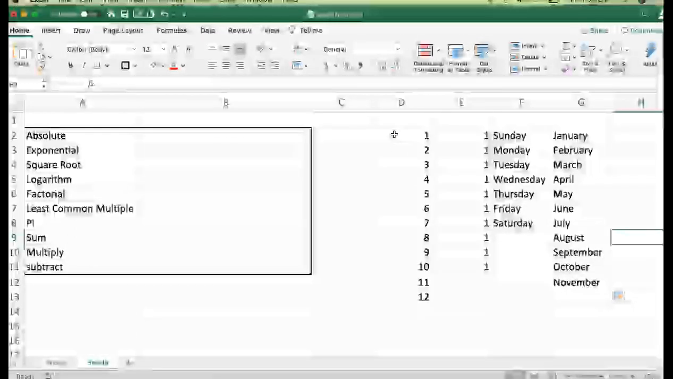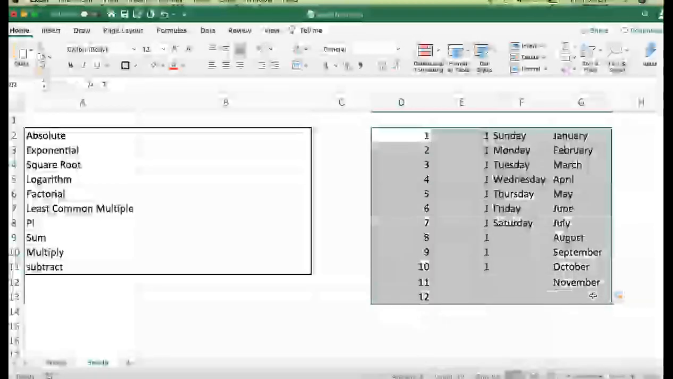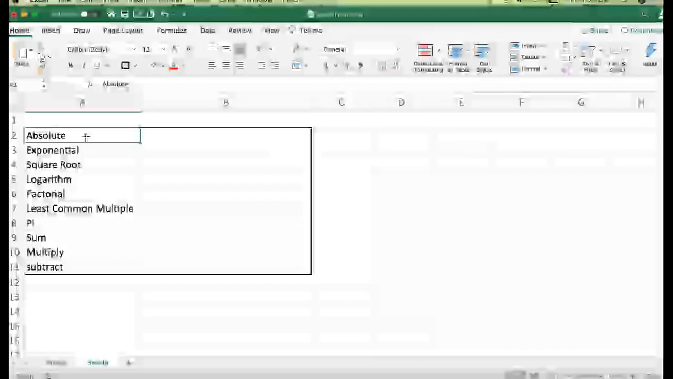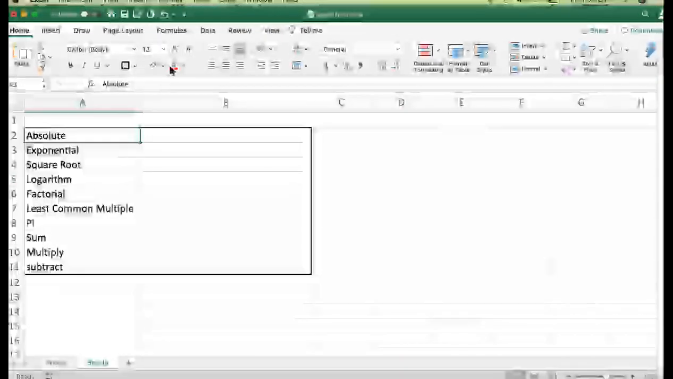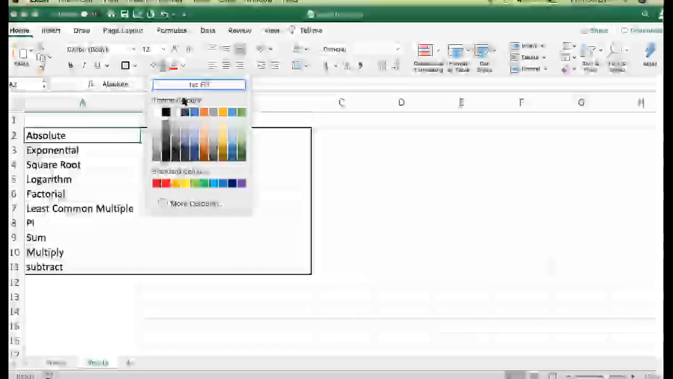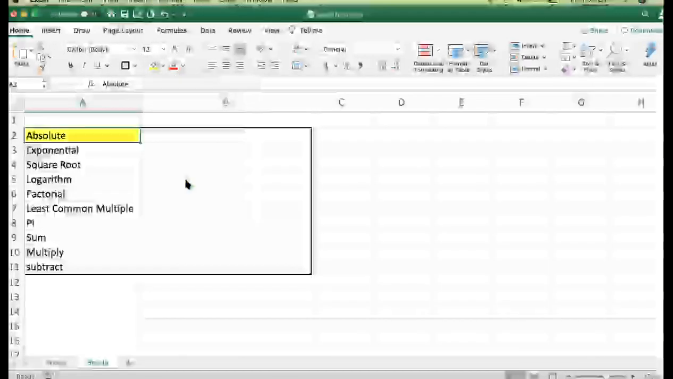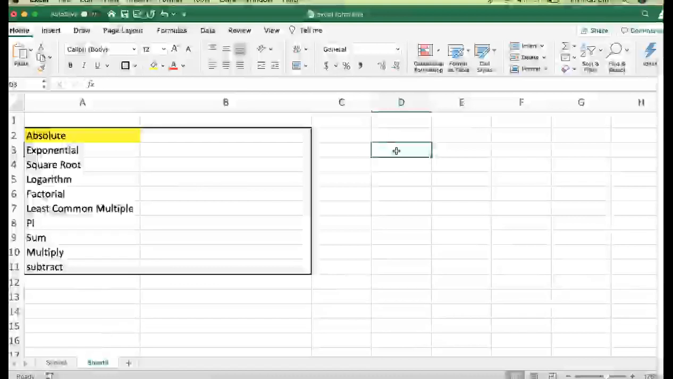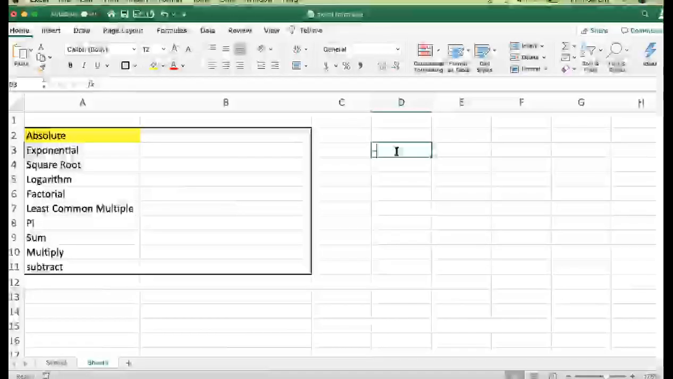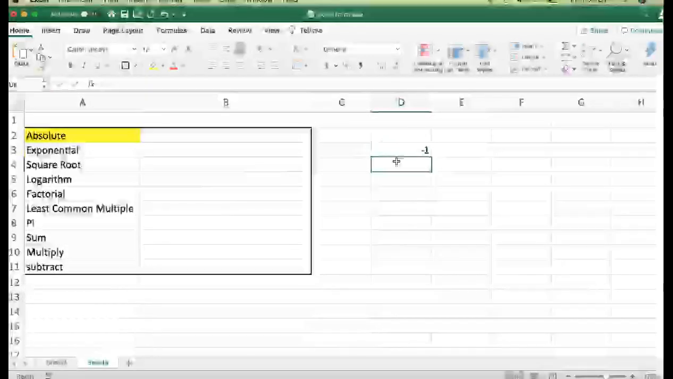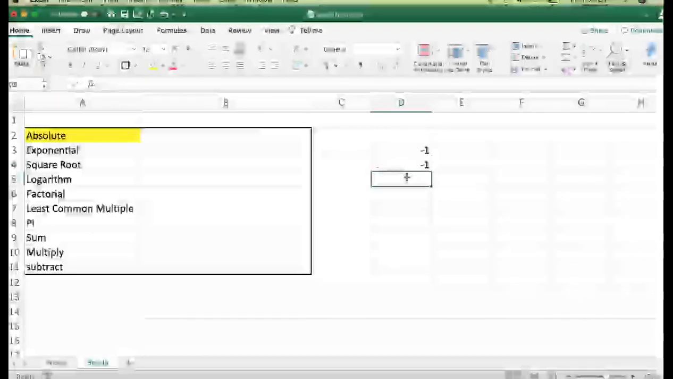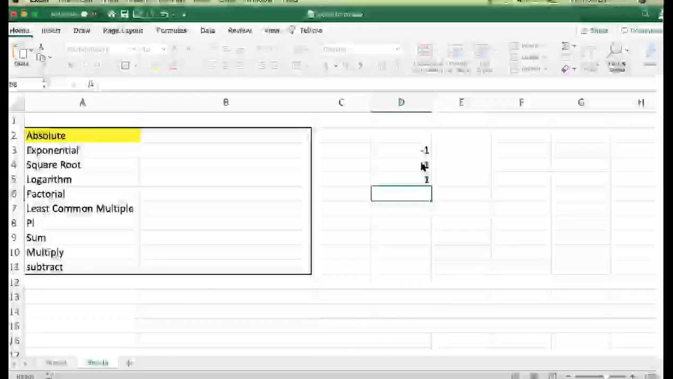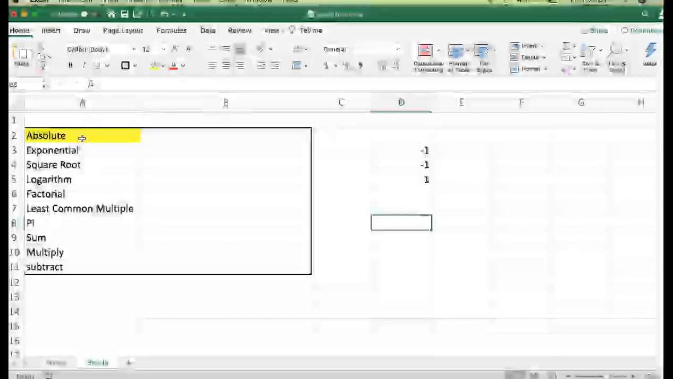I just want to give an overview. That's it. So firstly, I will go with this one, that is absolute. This one is basically used for making a negative number positive. As you know very well, if there is -1 and -1, and if I multiply these two, that will become +1. So this is the role of absolute.